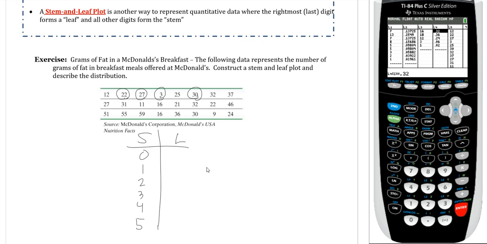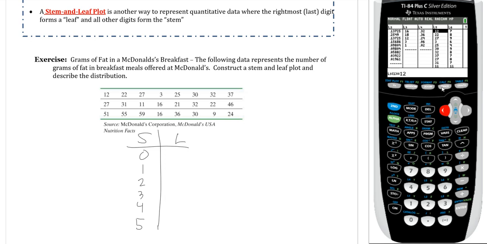However, you also want the whole stem and leaf plot itself to be in numerical order. And the table that I have here is not in numerical order. What I'm going to do is show you how to change the entire list that you have in your calculator to be in numerical order, which is a nice and convenient thing to know. So I have this table in list 5 right now, 12, 22, 27, 3, etc. All the numbers here are in list 5.